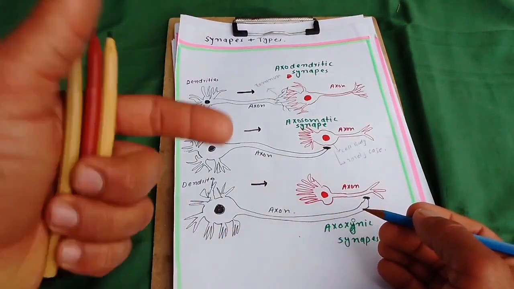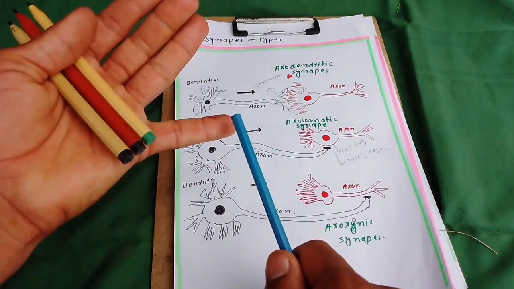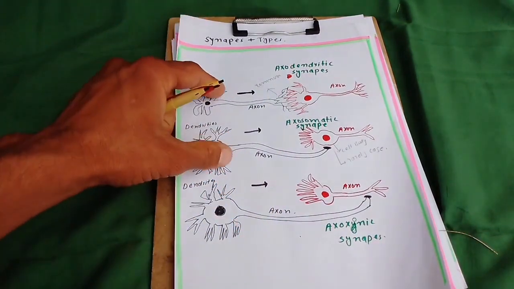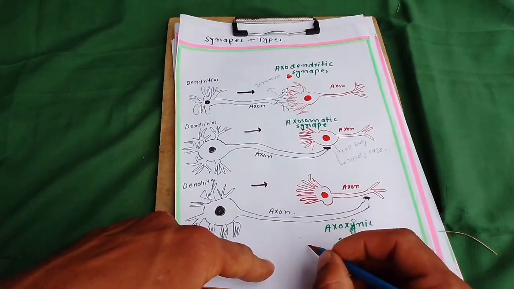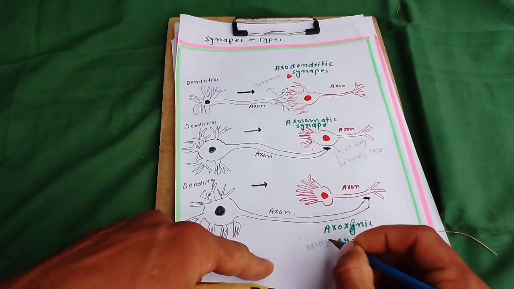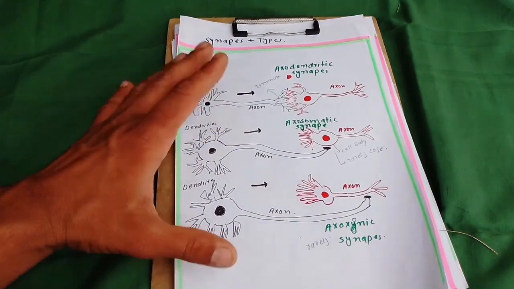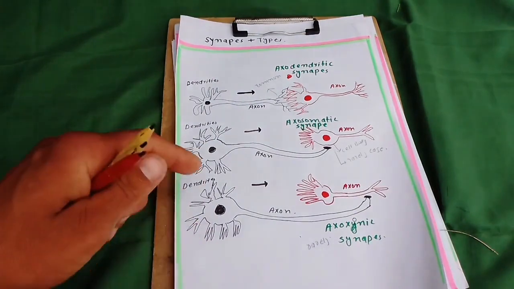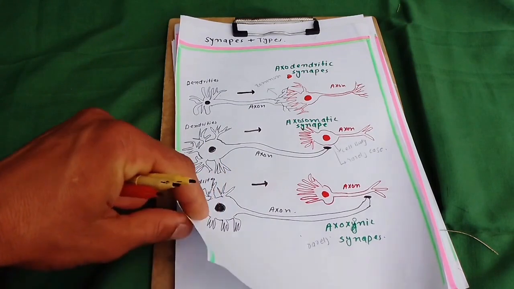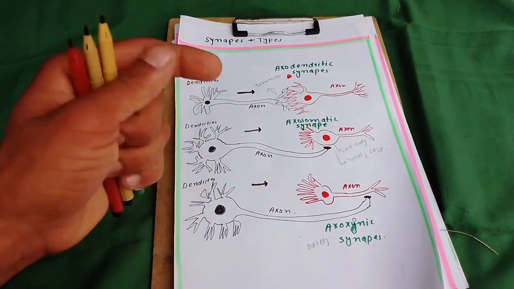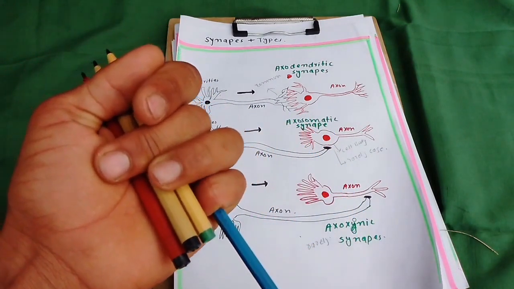This is the structural classification of the synapse, but the functional classification of synapse is the chemical synapse and electrical synapse. This is the anatomical classification. This is also a rare case. So there are three types of synapse on the basis of anatomy, on the basis of structure. These are the three structural classifications of the synapse. But the functional classification of the synapse is of two types: chemical synapse and electrical synapse.